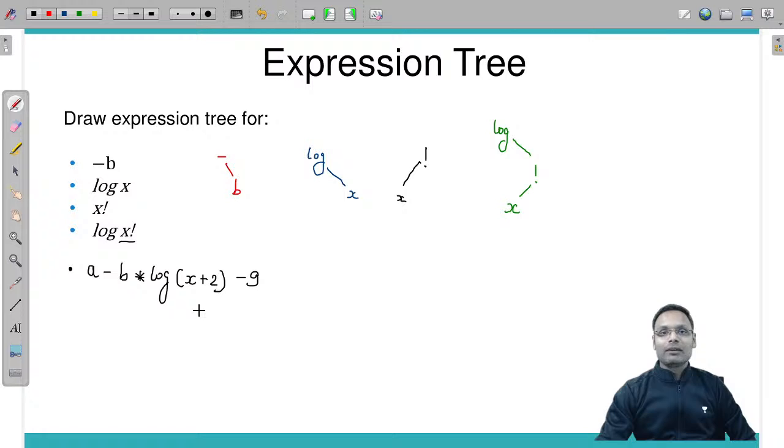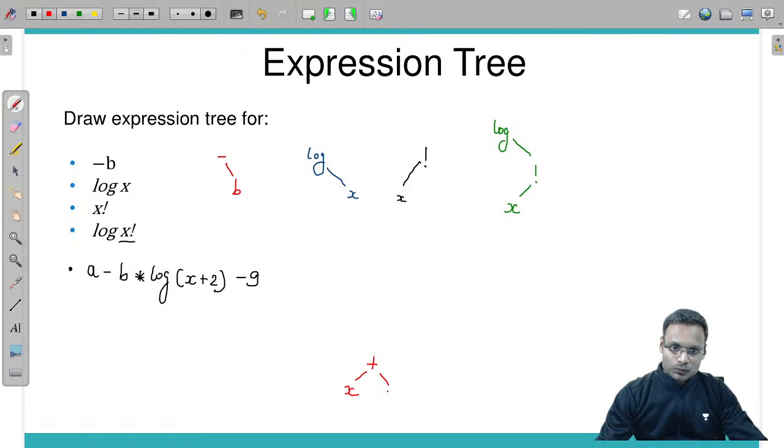Of course you will solve the bracket first: x into x plus 2. So draw the x plus 2 first. I will draw plus, left operand is x, right operand is 2. Done. Now log of this.